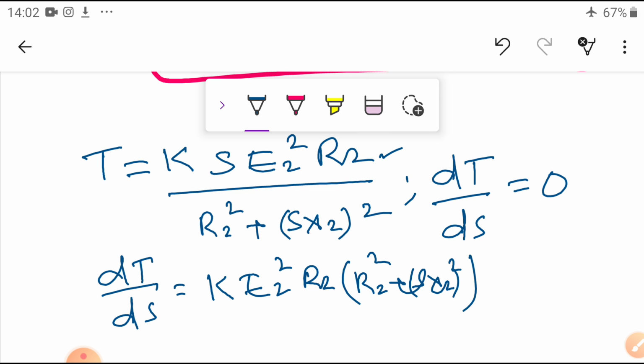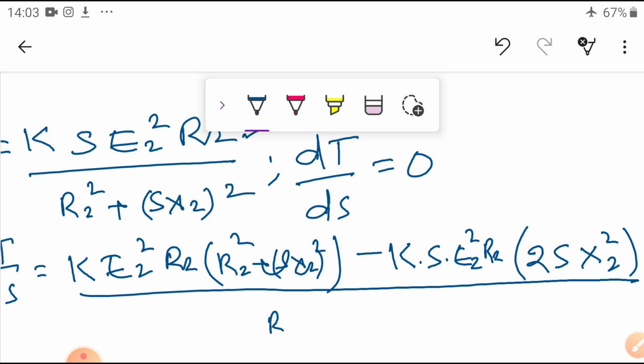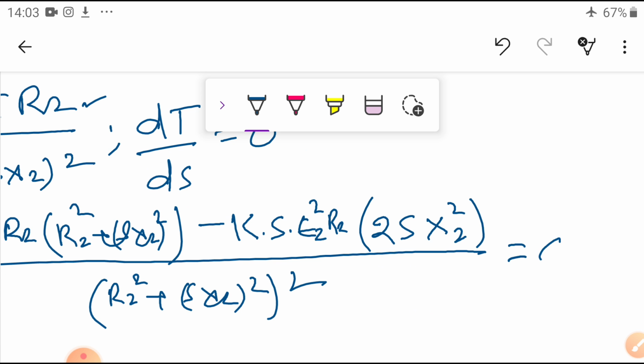Now minus the value K into S into E2 whole square into R2. Now differentiate the denominator. The constant becomes 0, and here the 2 comes, so it becomes 2 into S into x2 whole square. This is divided by R2 whole square plus Sx2 whole square, the whole squared, and that is equal to 0.